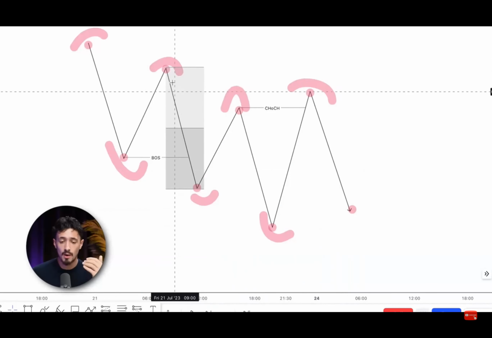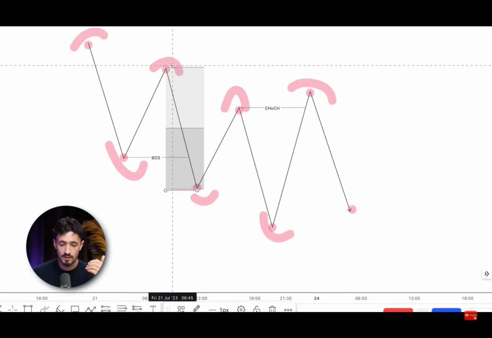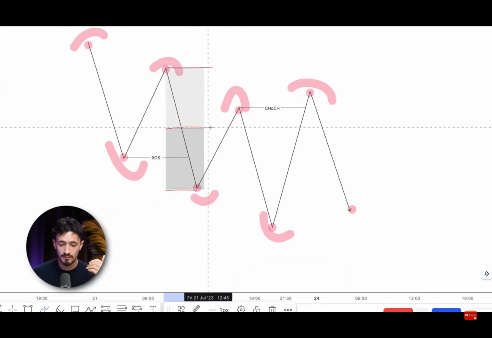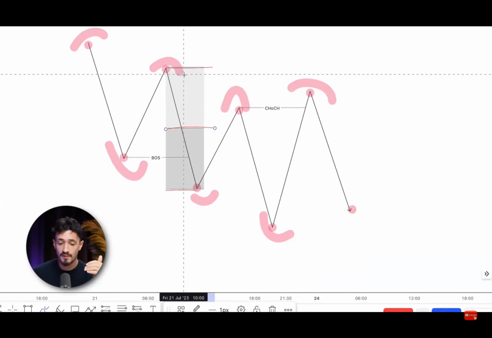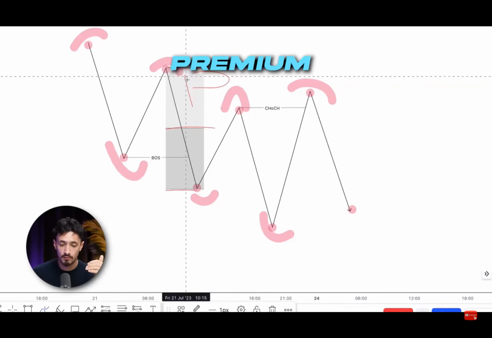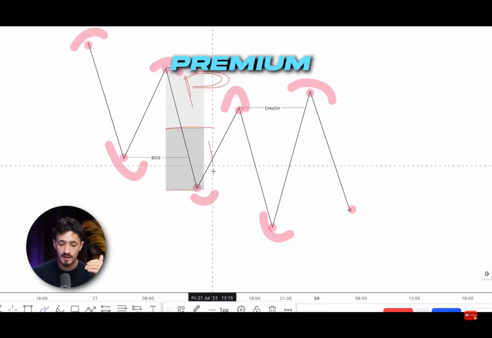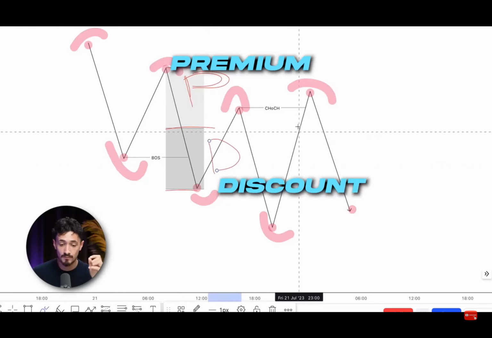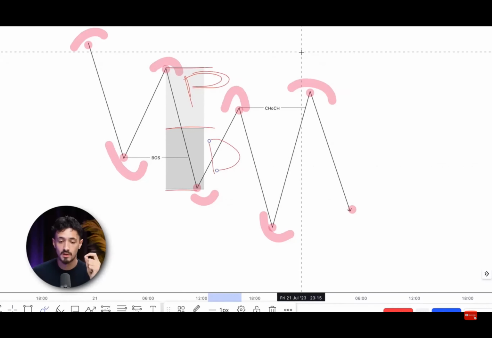Let's say the top half of a price leg, right? So we have the 0, the 1, and the 0.5. The top half is what we call premium, and the bottom half is what we call discount. Now it's super simple. The concept is that you want to sell in a premium and buy in a discount.